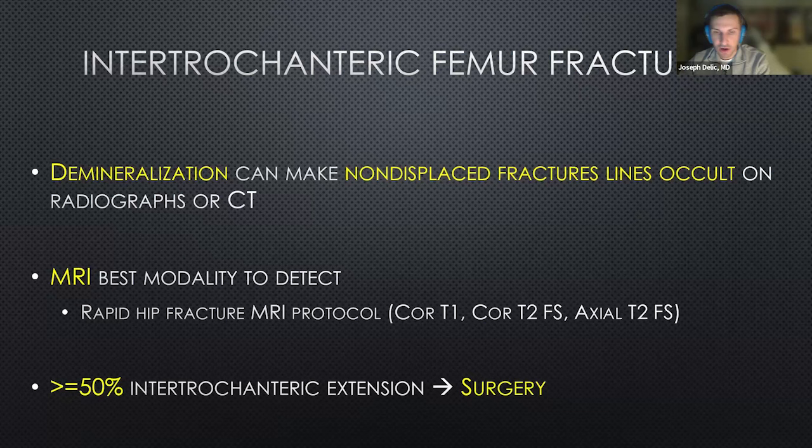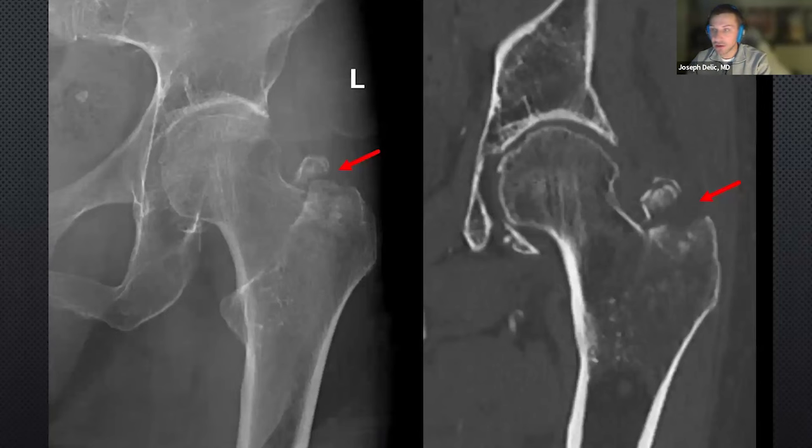And there are rapid hip fracture MRI protocols out there where you can just do a few quick sequences and kind of get these patients in and out. That can be a way that can be utilized. But the important point is that if you have greater than or equal to 50% intertrochanteric extension, these patients have to go to surgery.